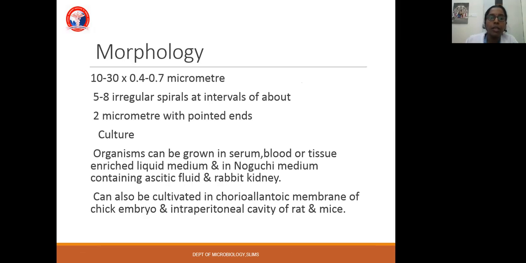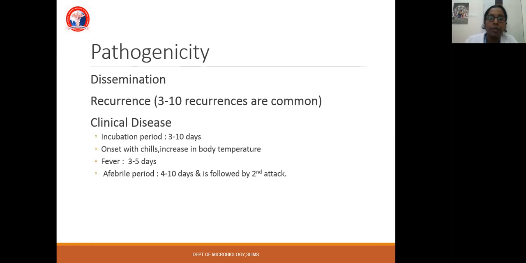If you see the Borrelia, it can be grown in serum, blood, tissue, or any enriched medium. Kelly's medium is a medium which is used, which contains ascitic fluid and rabbit kidney. It can also be cultivated in the chorioallantoic membrane of chick embryo and the intraperitoneal cavity of rats and mice.